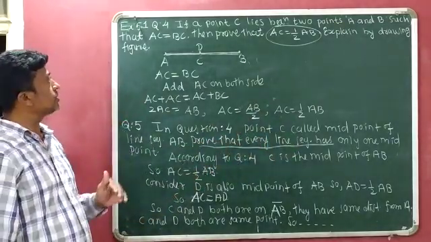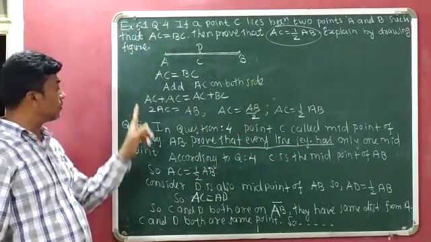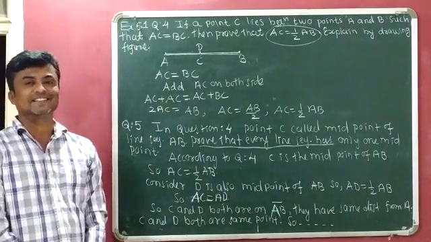So see children, this is the normal explanation of exercise 5.1 question 4 and question 5. I hope you can understand this. Thank you.